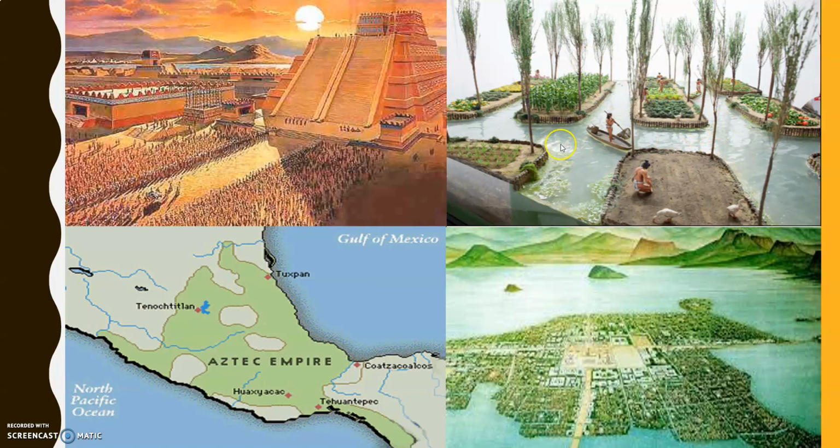These are the Chinampas, guys, because their city, and you can see this picture right here, their city was in the middle of a lake. So they're like, how do we grow food if the lands are over here? And sometimes you probably can't grow food in these mountains or on the sides of the mountains.